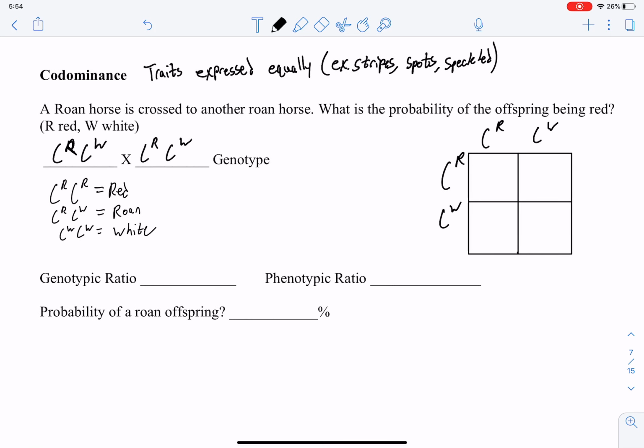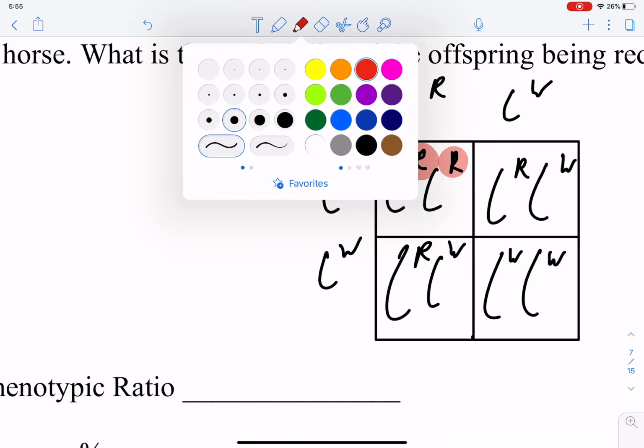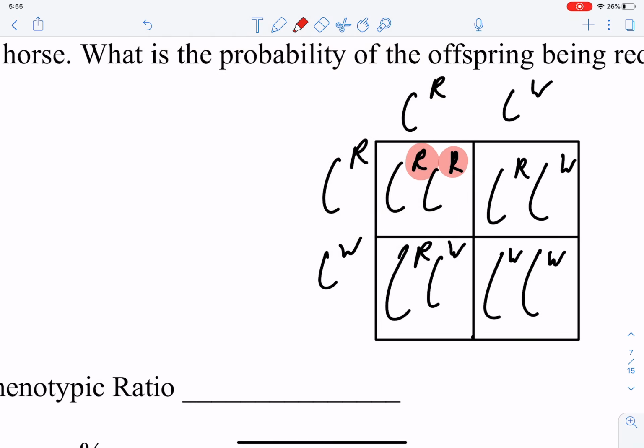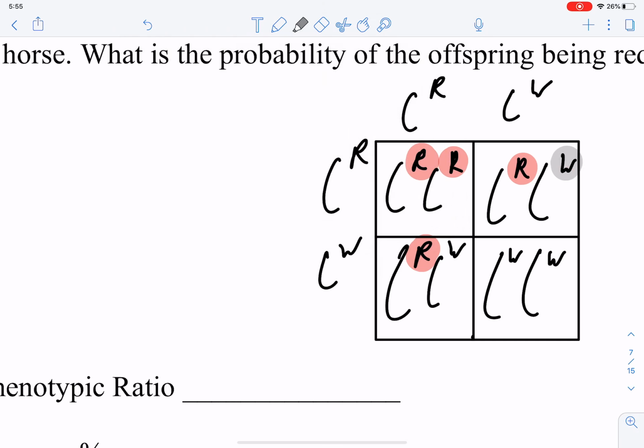All right, once we got the parents, we can just go ahead and fill it in. All right, so let's do some highlighting. So anything that is homozygous for R, that's going to be a red horse. So we have one of those. Anything that is a roan horse is going to be partly red. And anything that has the white allele, the W, is going to have some white on it. And then we have WW, so that's going to be a completely white horse.